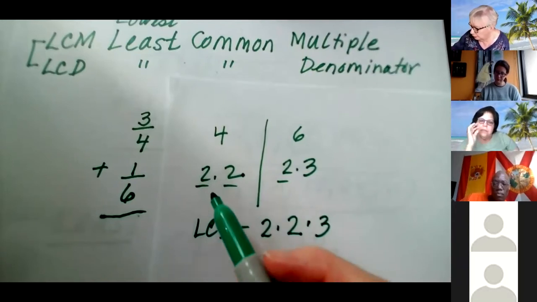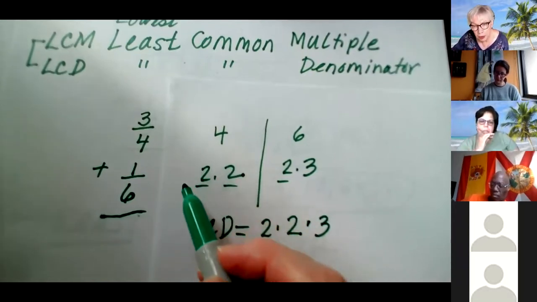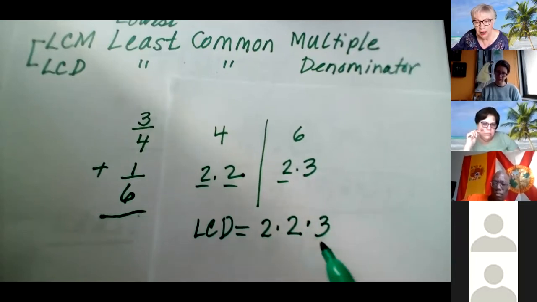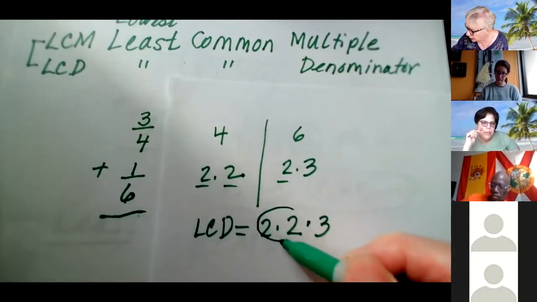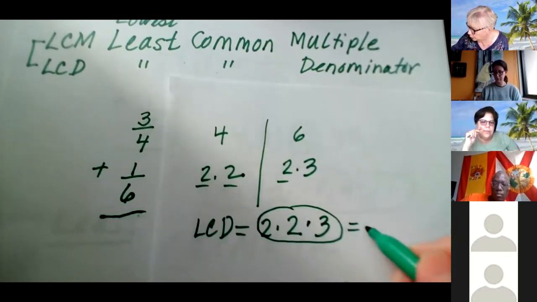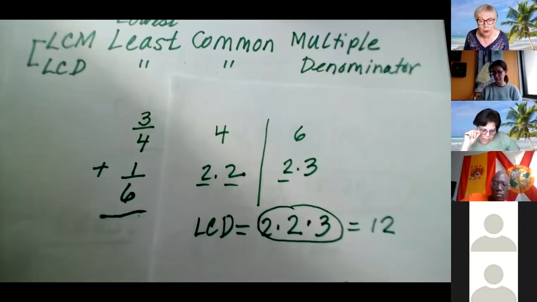So for 2's, I had 2 of them, so I wrote that down. For 3's, I only had 1 of them. This is 2 times 2 is 4, times 3 is 12. This is the lowest common denominator no matter what.